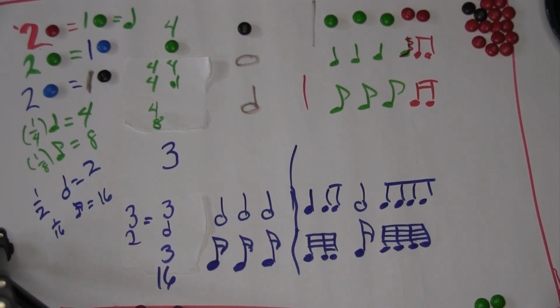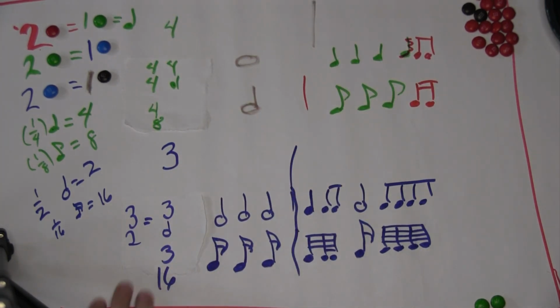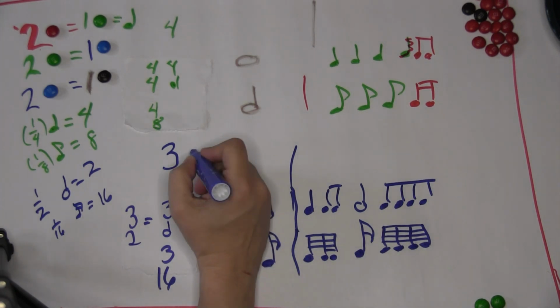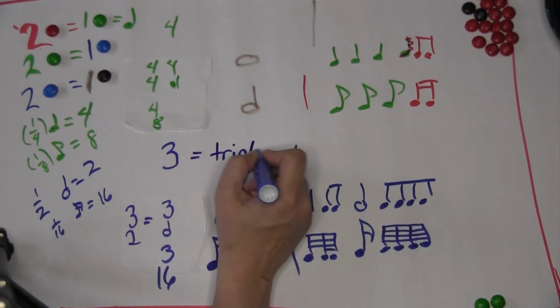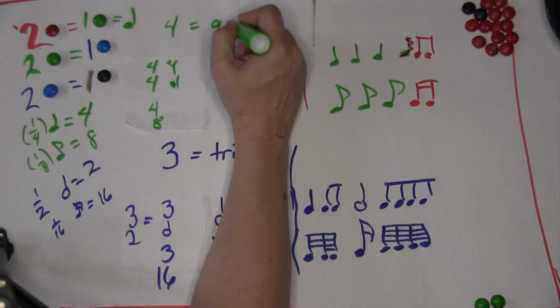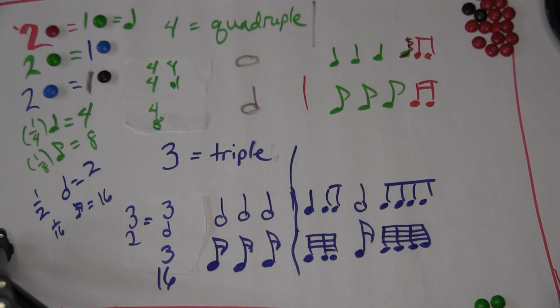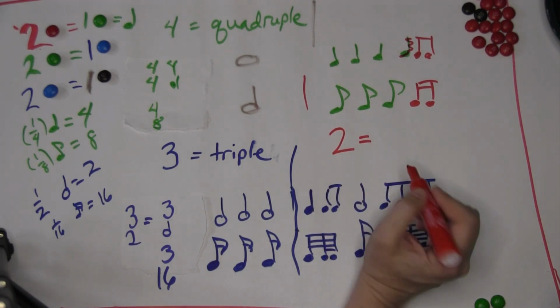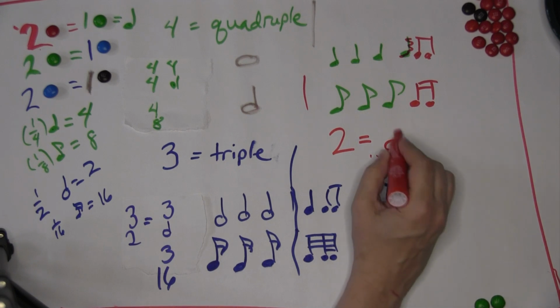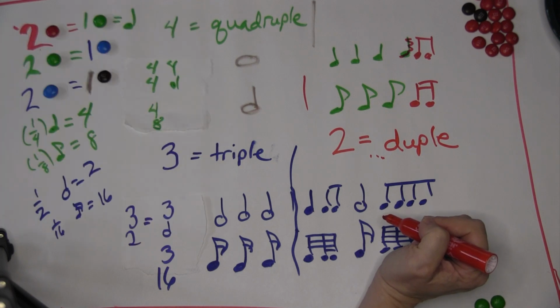Now, when we've used 3 beats per measure, like 3/2 and 3/16, we can call that meter by the name of how many beats it is. So it would be a triple meter. Okay, 3 beats is triple meter: 3/2, 3/16, 3/4, 3/8. 4 beats is a quadruple meter, like 4/4, 4/8, 4/2. If we had 2 beats per measure, I didn't show you one of those, but that would be duple meter: 2/4, 2/8, 2/16, 2/2. Cut time is a duple meter.